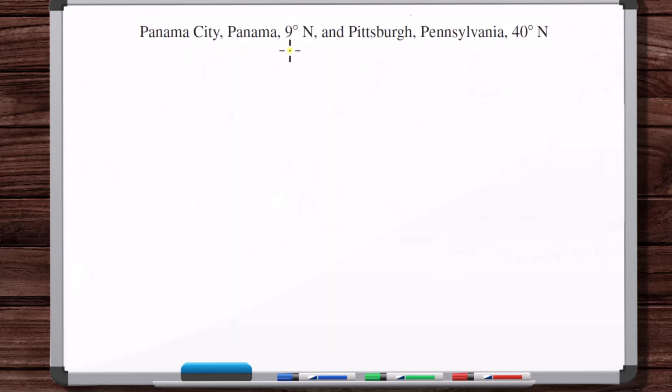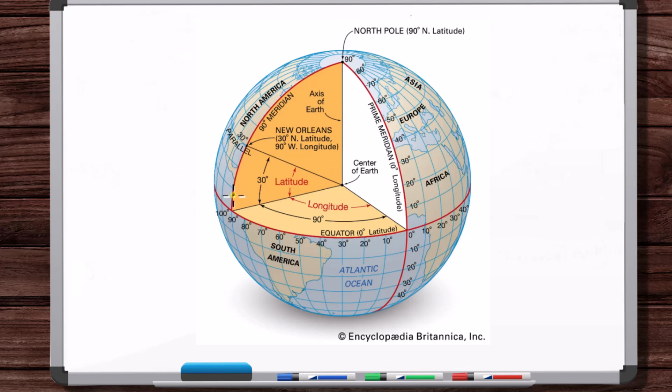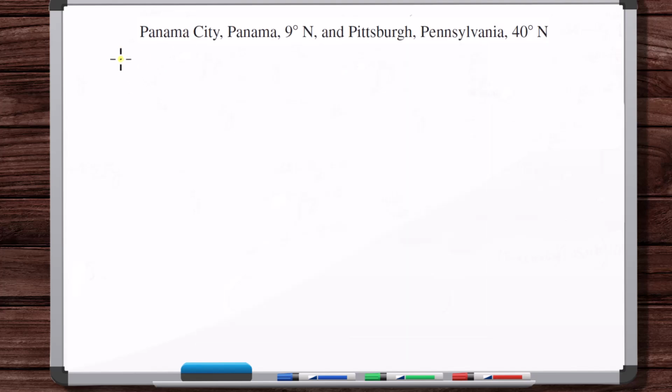What we need to do is, this is 9 degrees north. That's specifying a latitude circle. This is specifying another latitude circle. Okay, so if you go from 9 degrees to 40 degrees, you trace out an arc. We're looking for the length of that arc. Okay, and we're going to assume that the radius of the Earth is 6,400 kilometers. So all we need to do is think about what's 40 minus 9, that's 31 degrees.